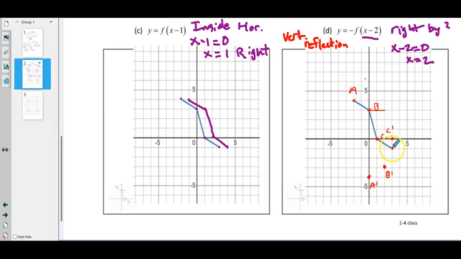And then our last point here, we'll call it D. Point D moves to the right by 2 and then reflects across the x-axis, so it goes up to D prime. All right, let's erase some of this. So now my points A prime to B prime, B prime to C prime, and C prime to D prime. That is a shift to the right by 2 and a vertical reflection all in one.